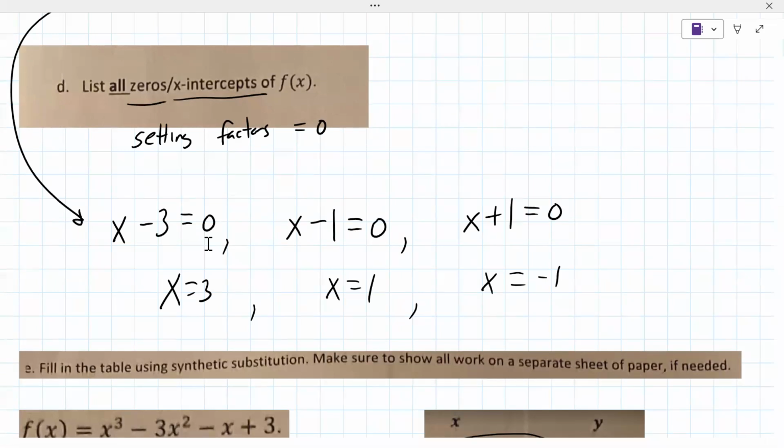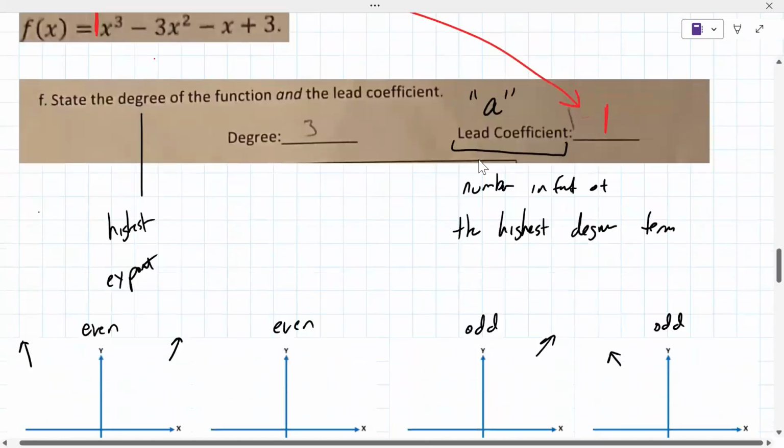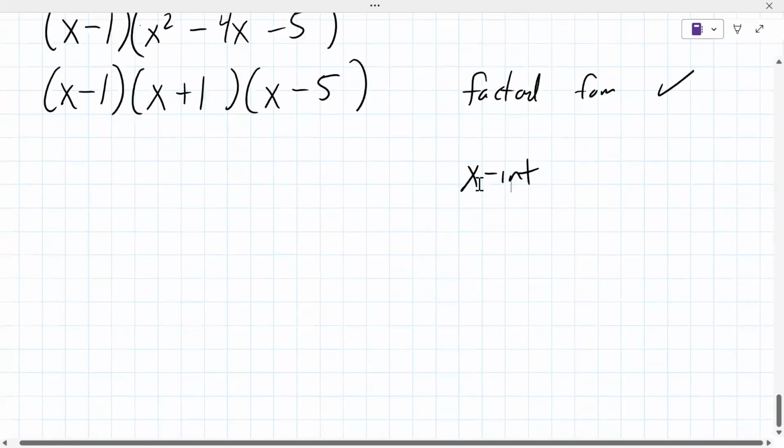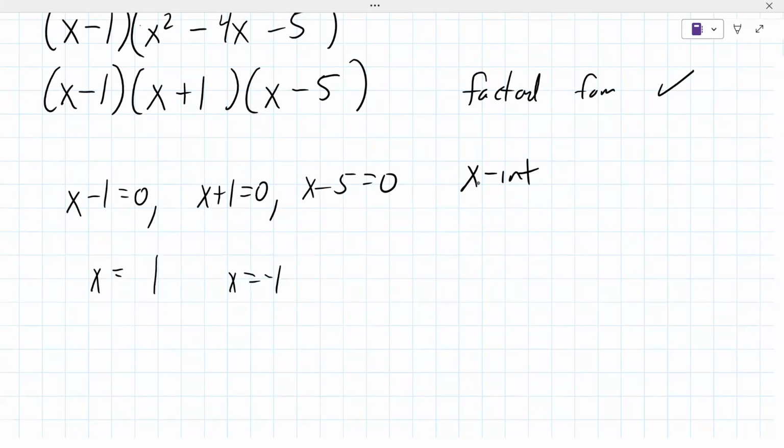I'm not saying you're wrong, but I already know how to do all this, so hopefully you're getting this down. You've got to set each of these equal to 0. So then that would become x equals 1, x equals minus 1, x equals 5. So these are the x-intercepts we would graph. We already had the y-intercept, and now we've got 1, -1, and 5.